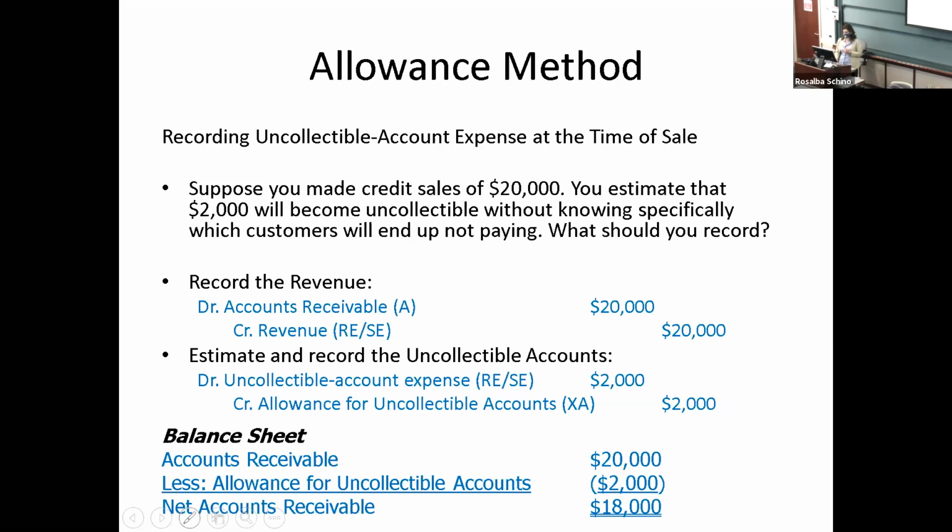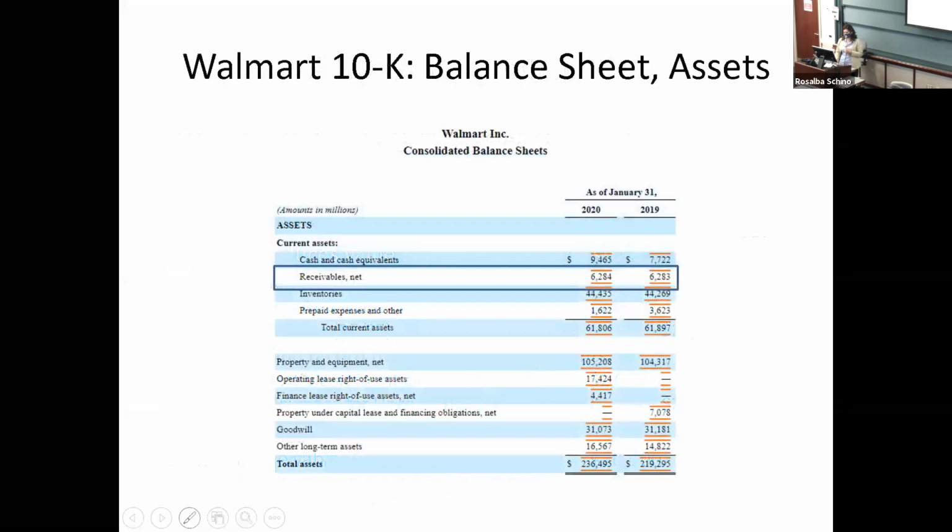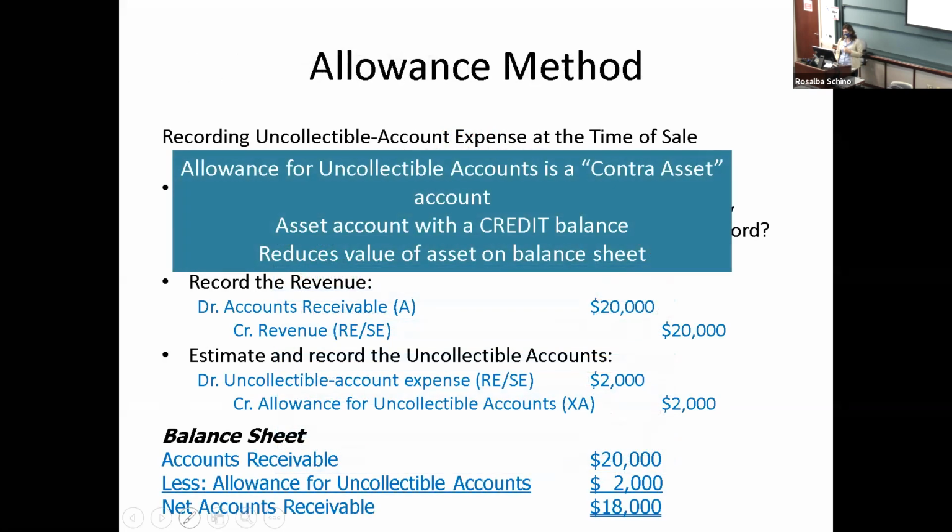So having said that, again, we talked about the allowance for uncollectible accounts being a contra asset. That's why my receivables are net. Net of what? Of the allowance for doubtful accounts or uncollectible accounts, whichever you want to call it.